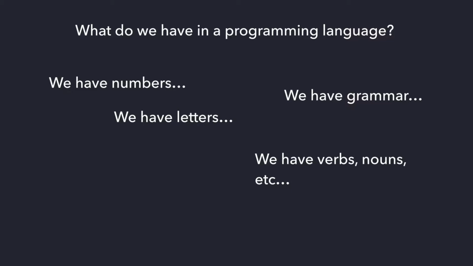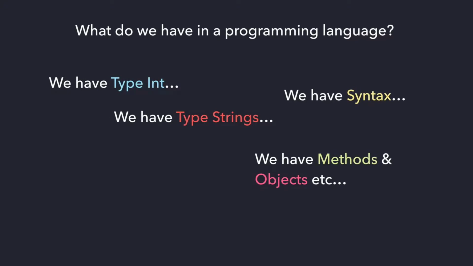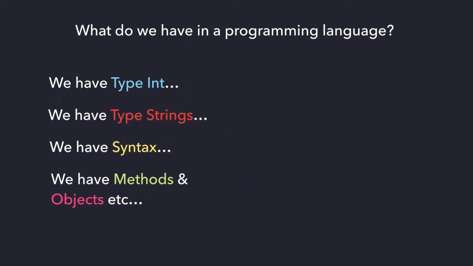So what are these really in a programming language? They're really actually type int for numbers, type string. Syntax is the way that we structure things, kind of like grammar, so that other programmers can read what we wrote, as well as the computer can only process things a certain way. They have to be written a certain way. We have methods and we have objects. So isn't that cool? These things that we associate with in an actual language are the same things in a programming language. So let's take a closer look at these things.